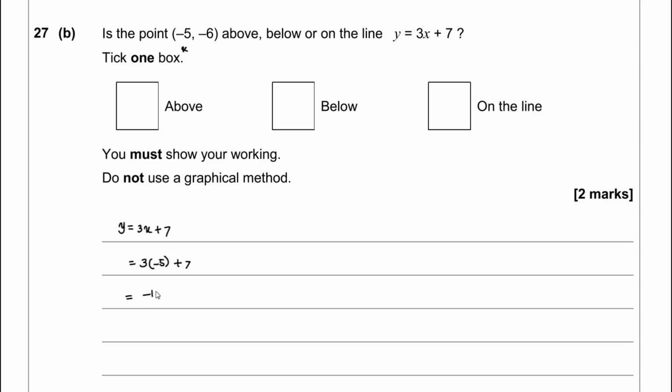So we have -15 plus 7. It's -8. So we know that this line will go to the point (-5, -8). Compared to this point here, (-5, -6), -8 is below -6. So this point should be above the line. That's it.